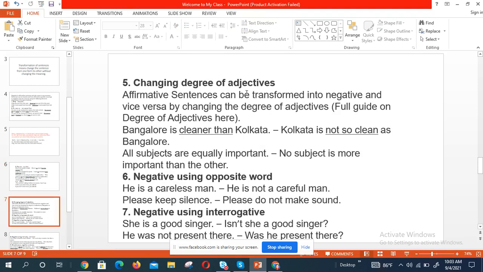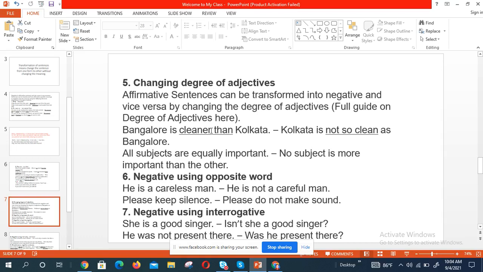By changing the degree of adjective, we can make affirmative to negative. Transform an affirmative sentence into negative by changing the degree of adjectives. In the same way, affirmative to negative, negative to affirmative, vice versa. Bangalore is cleaner than Kolkata. Kolkata is not so clean as Bengaluru.